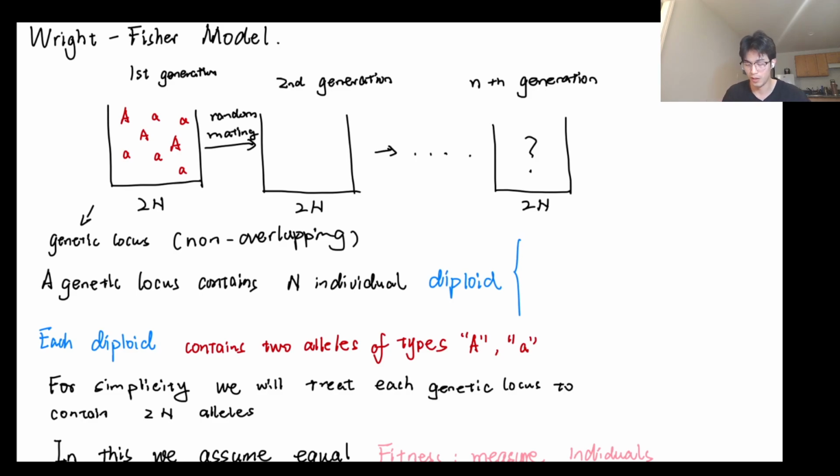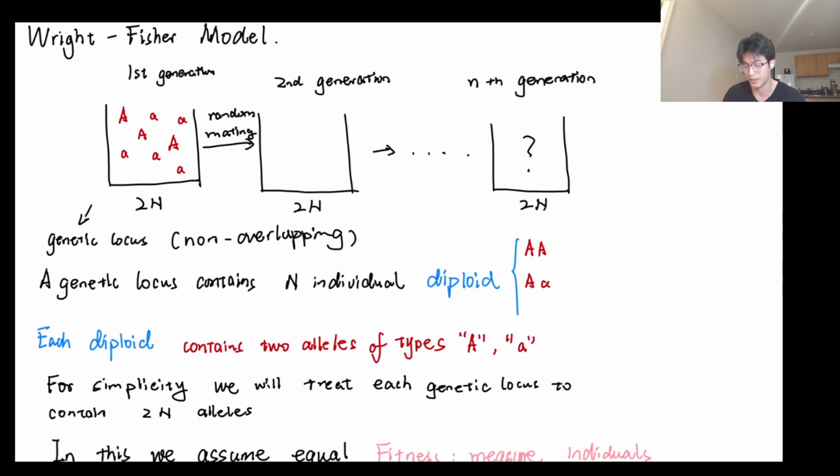So what does a diploid look like? Maybe it's big A big A, big A small a, or small a small a. There are three types of diploid when we only have two types of alleles. For example, in the famous Mendel's experiment with peas, the alleles are maybe wrinkled and round, right?